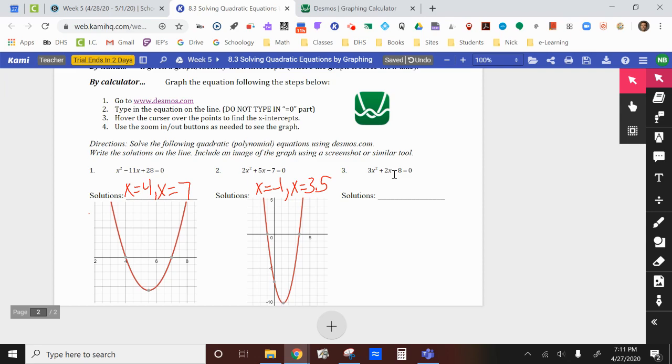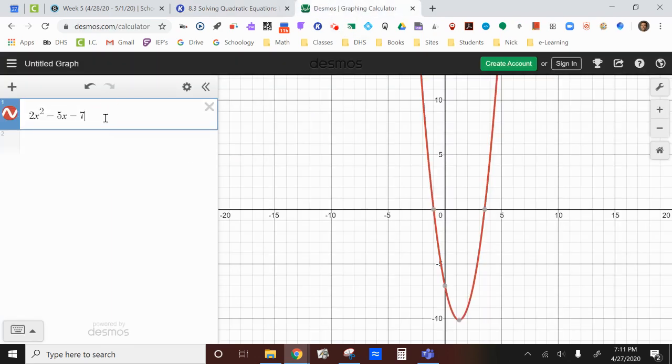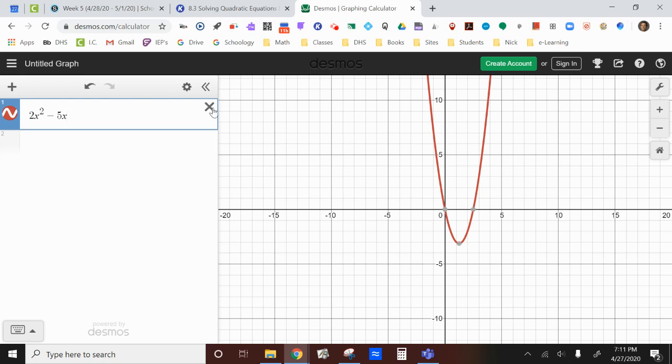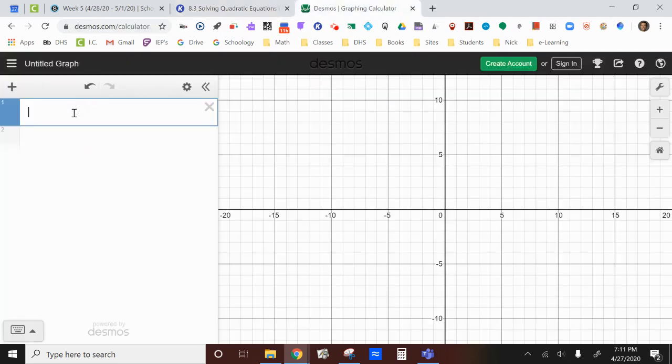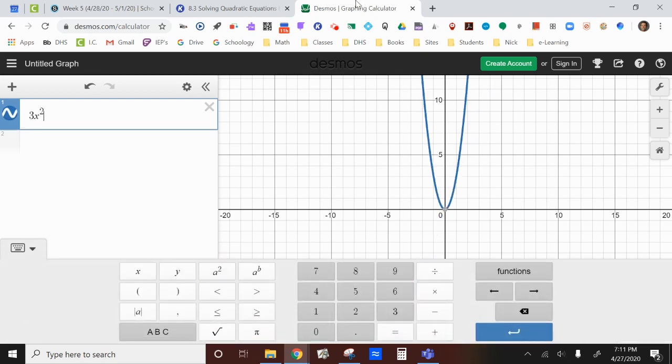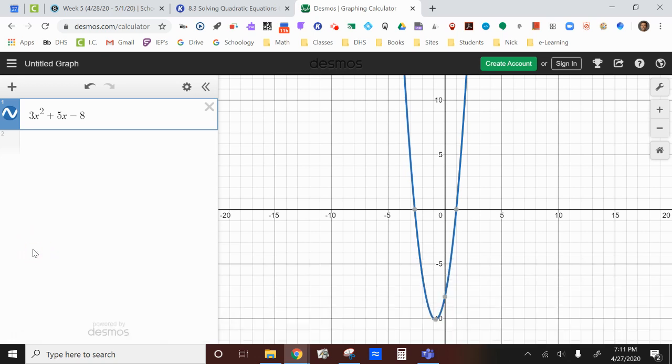We got one more equation here: 3x squared plus 2x minus 8 is equal to 0. You can backspace and delete this, or you can clear the whole thing out by hitting that x, and then we'll start over. 3x squared plus 2x minus 8. You can use this keyboard, and here's that square. Again, do not put that equals 0 part in, otherwise it's not going to make a graph. So use everything except that equals 0 part. Then you can hide the keyboard, and there's our graph.